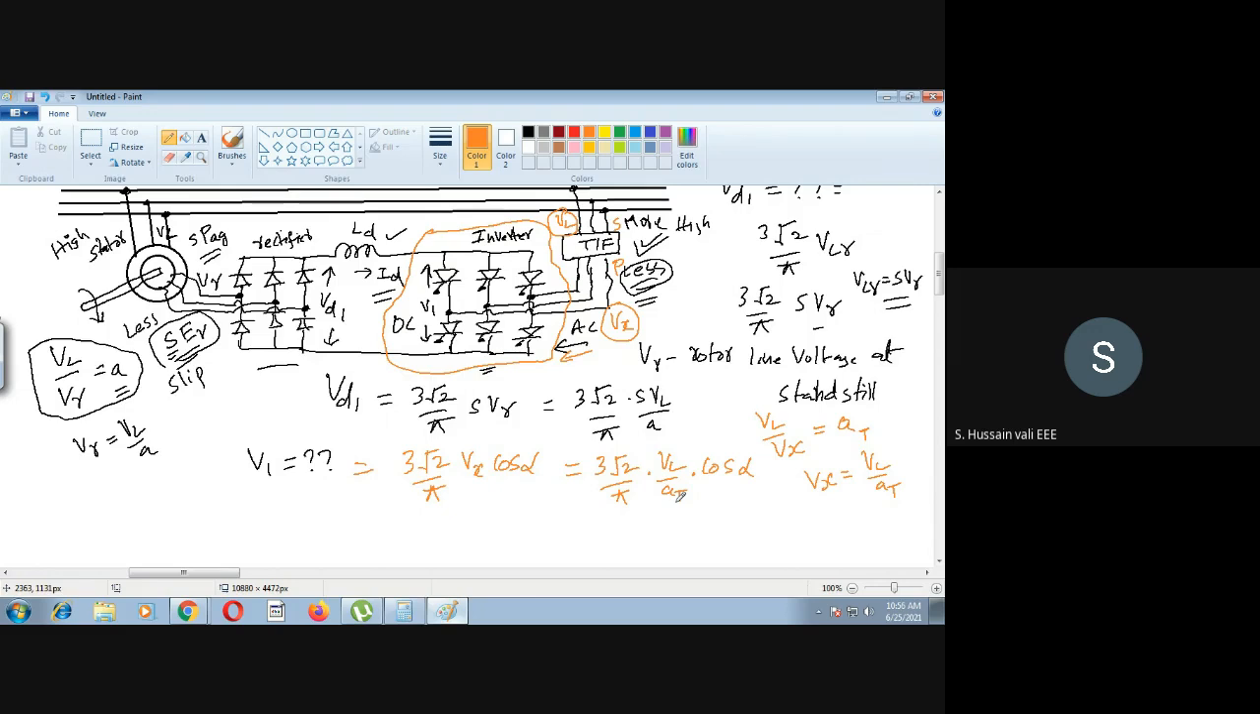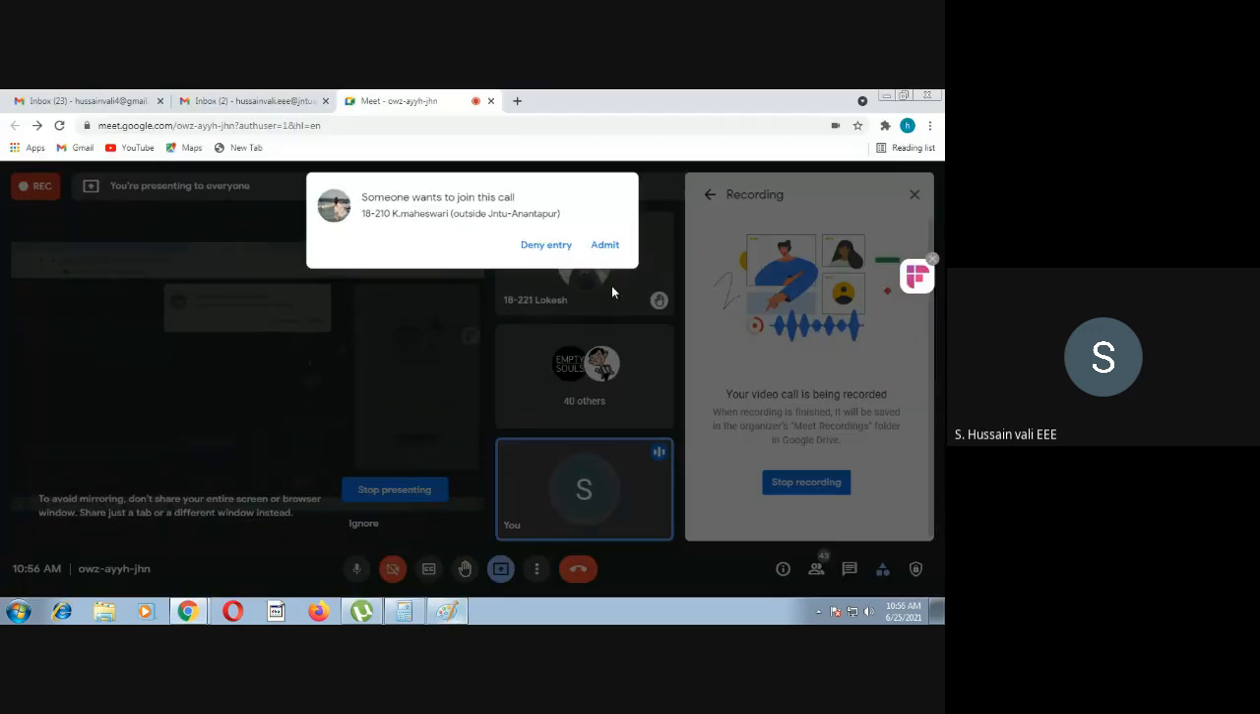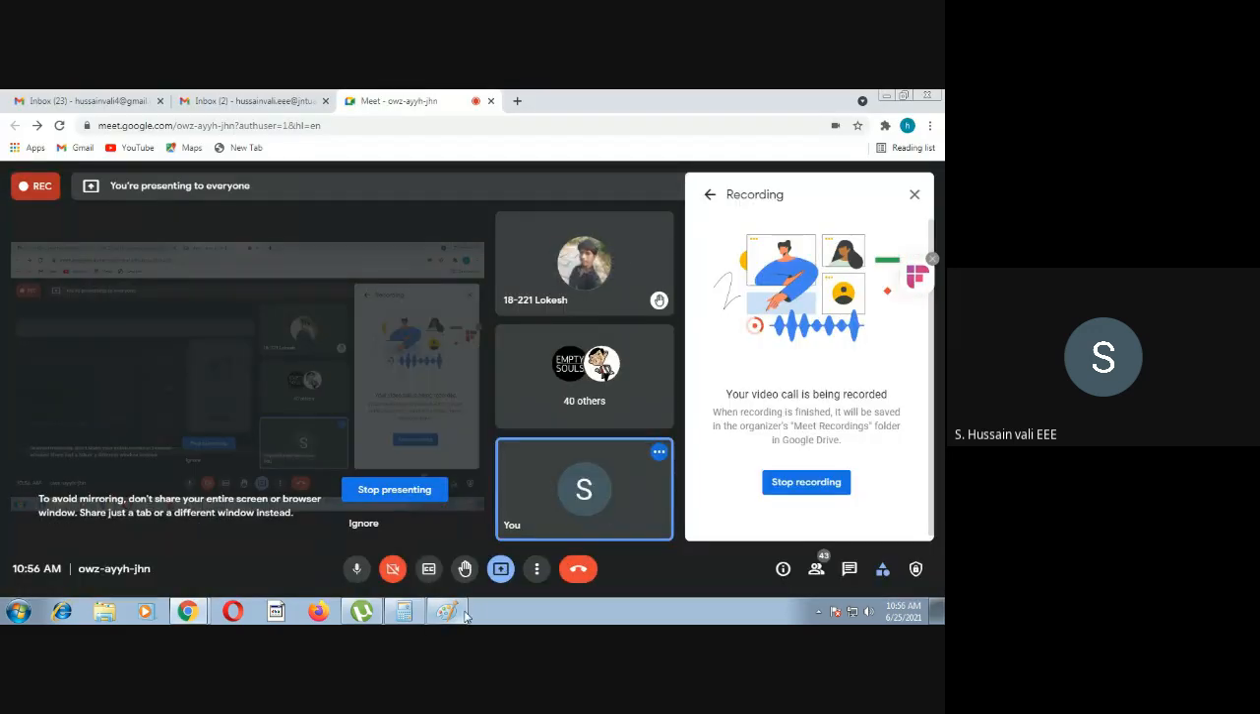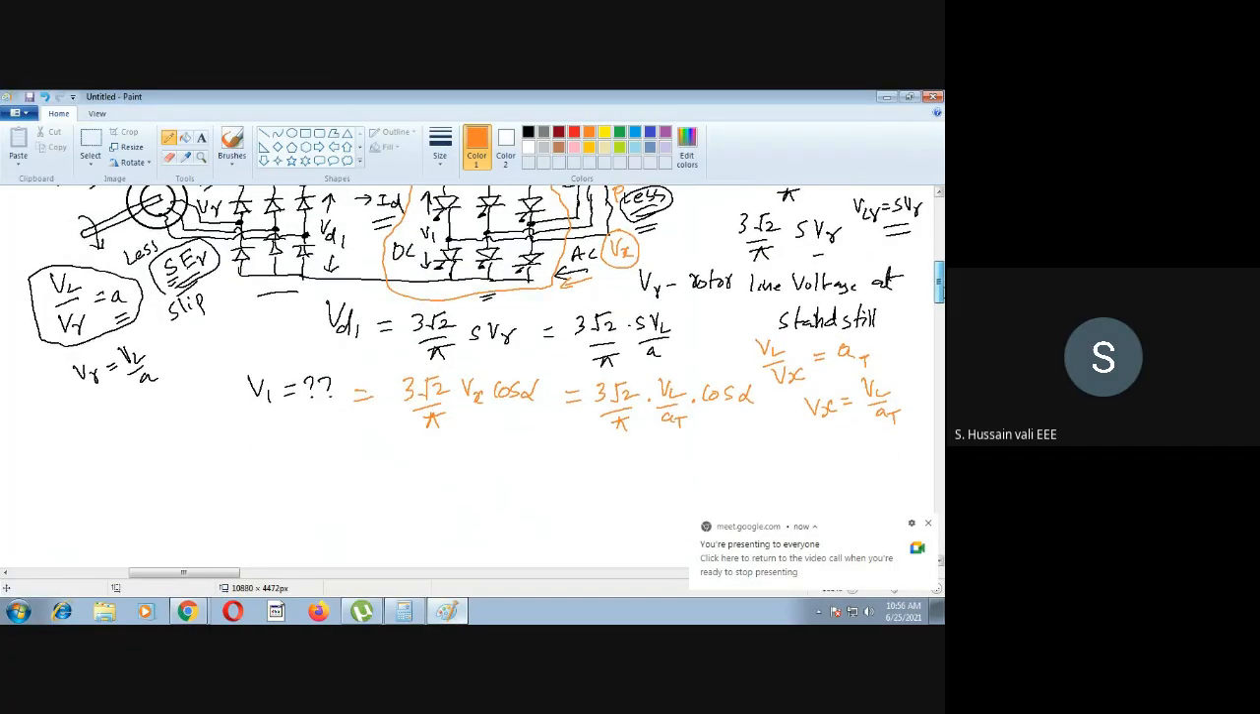This is the formula for V1. So we got the formula for V1, and also for VD1 we got the formula. Then what's next is we will see the observation now. The observation we will find out here is that if you look at the circuit diagram, let me go to the circuit diagram.